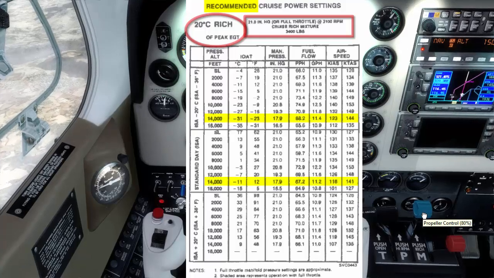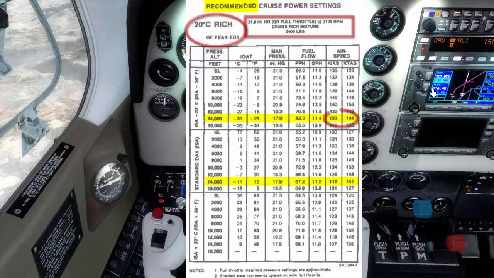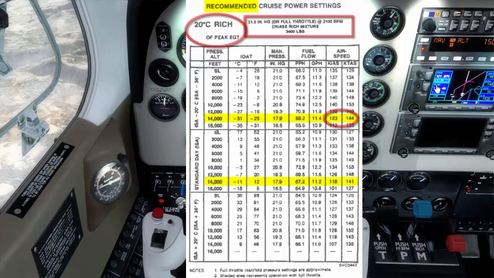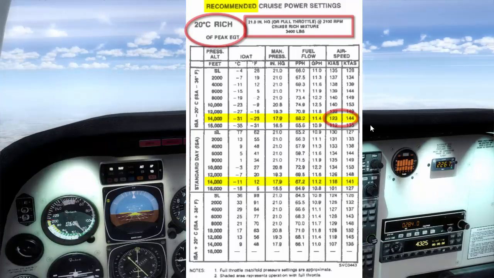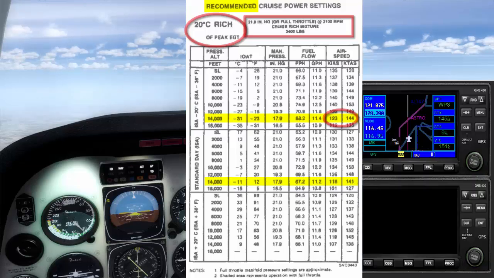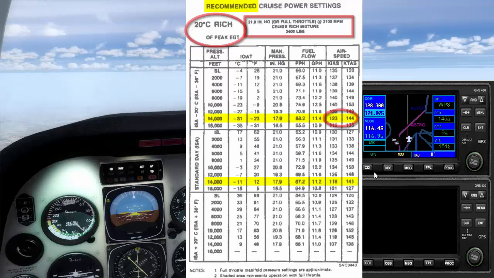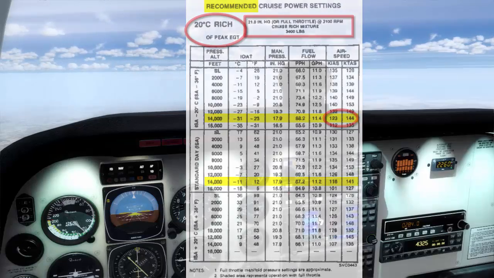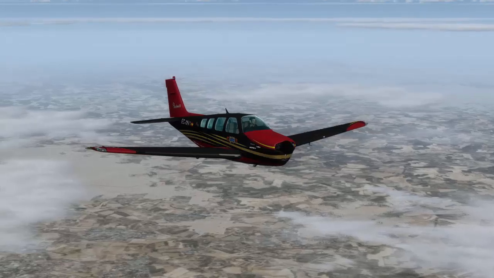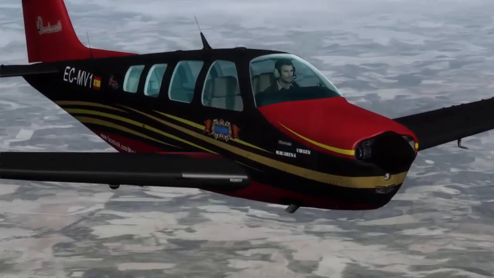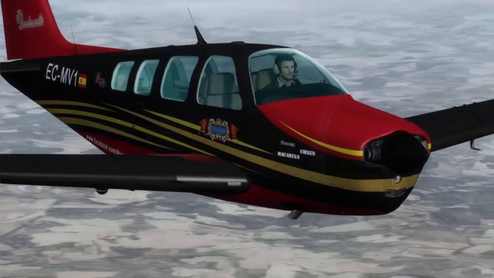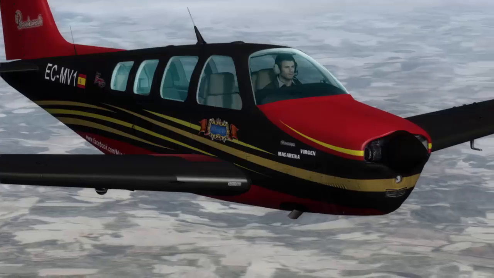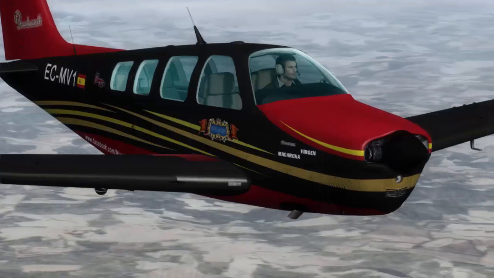Remember, recommended power settings. We are flying at 15,000 feet. We don't have that in the table, so we take 14,000 feet. 20 degrees reach from the peak, 14,000 peak, temperature minus 20 degrees Fahrenheit to 12 degrees Fahrenheit. Our recommended power settings are 123 KIAS. That is indicated airspeed, and it is also indicating the KTAS, that is the true airspeed. We were talking before about indicated airspeed and true airspeed, so please don't force me to repeat that.